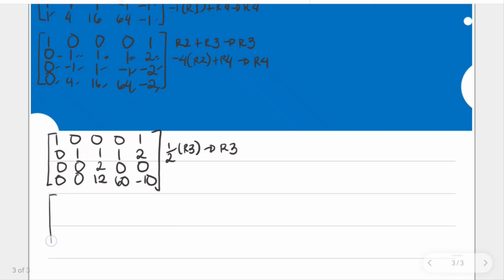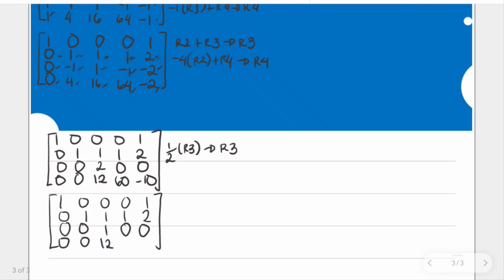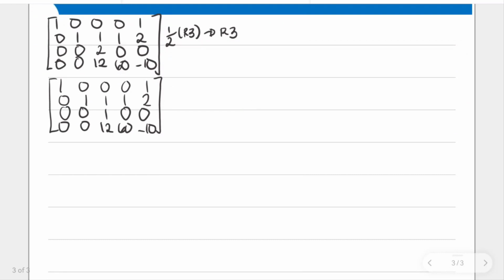So you have this next process. Still 1, 0, 0, 0, 1. Still 0, 1, 1, 1, 2. Here 0, 0. That becomes 1 now. 0, 0. And the fourth row is still in this form. Alright. And from here, let's make this 0 now. We will multiply negative 12 to row number 3 plus row number 4 for a new row number 4.